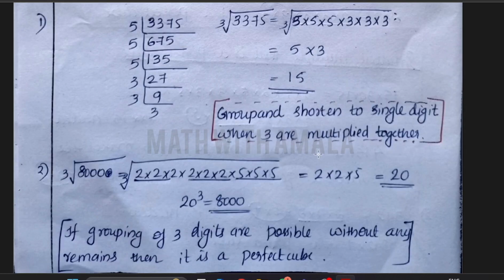Next, the cube root of 8000 is equal to the cube root of 2 into 2 into 2, 2 into 2 into 2, 5 into 5 into 5. Then you will get the cube root of 2 cube into 2 cube into 5 cube, that is 2 into 2 into 5, 20. So 20 cube is equal to 8000, or the cube root of 8000 is equal to 20. If grouping of 3 digits is possible without any remainder, then it is a perfect cube. By these methods, we can calculate the cubes and also the cube roots.